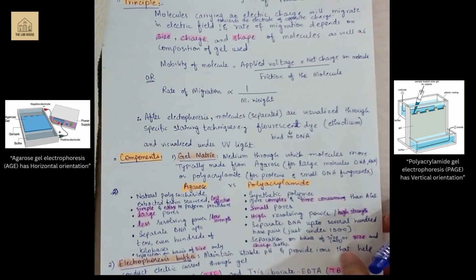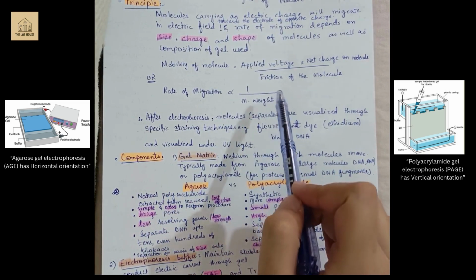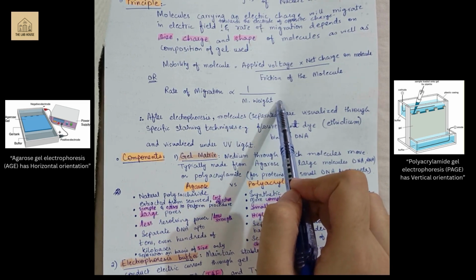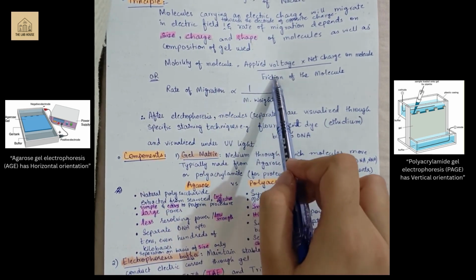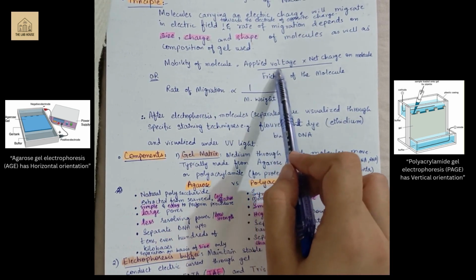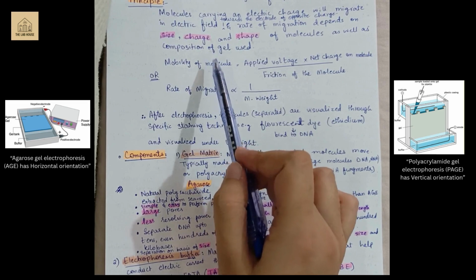On the basis of this, the larger the molecular weight, the slower the rate of migration will be, and it causes more friction. The larger molecule will cause more friction and hence the mobility or rate of migration will be less.